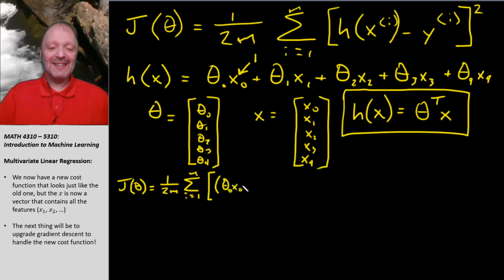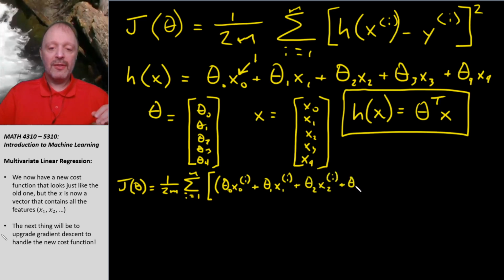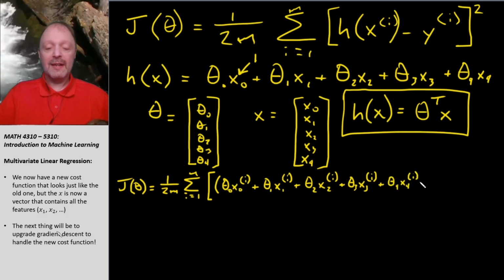Theta 0 x 0, and this is the i-th x, plus theta 1 x 1 (i), plus theta 2 x 2 (i), plus theta 3 x 3 (i), plus theta 4 x 4 (i). I think I'm going to make it. Awesome. And then that's minus y (i). Alrighty. Bracket and square. That was beautiful.